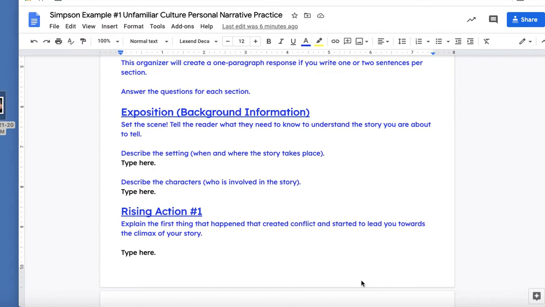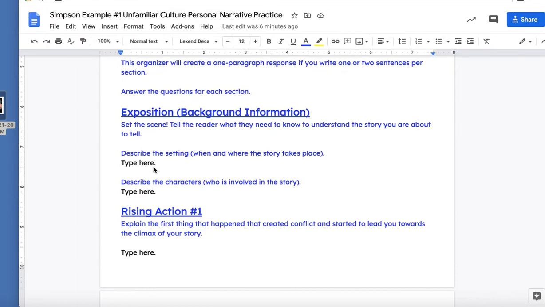Okay, so what I've done is I've gone ahead and I've kind of given you some directions for each part of the assignment. You're going to see that I've given the directions in blue, and then there are sections that say type here. The type here parts are going to show up in black typeface, and I'm going to show you why that's going to work out really nicely for you in a minute here.